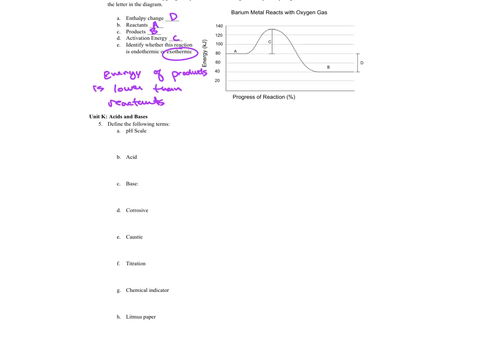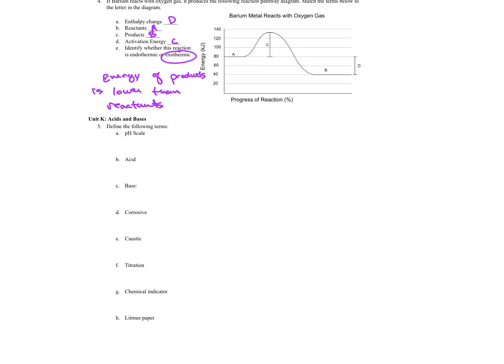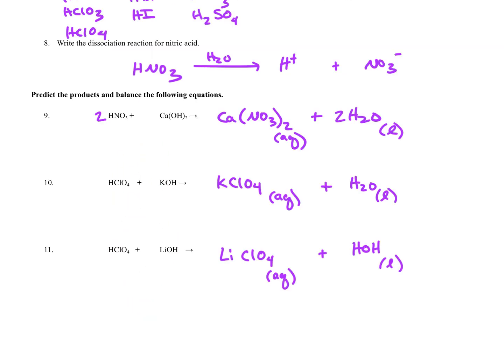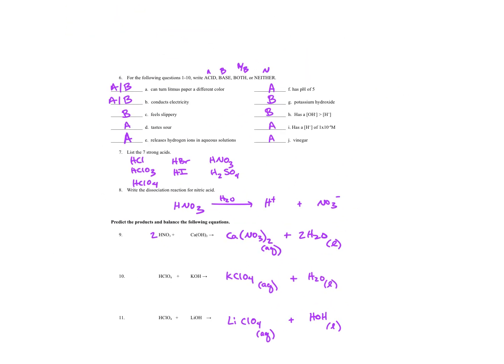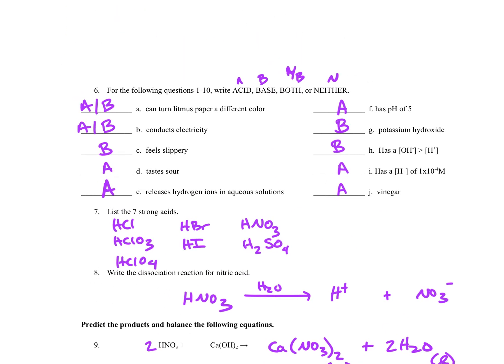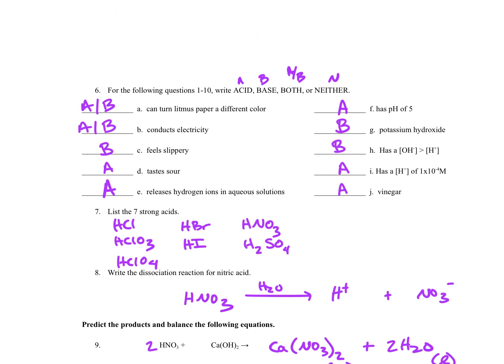All right, that's the end of the material on the review guide that deals with thermochemistry. The next part begins with acids and bases. So you should use your readings from CK12 to define some of these terms. And then the problems to begin talking about acids and bases begin on the next page.